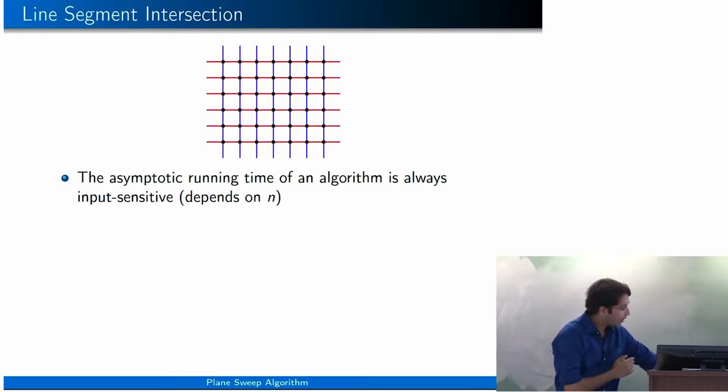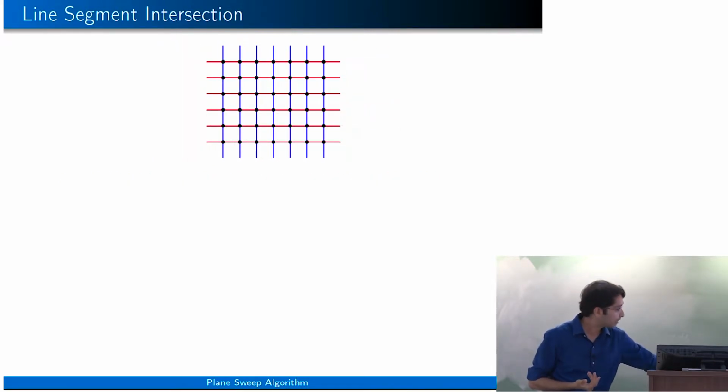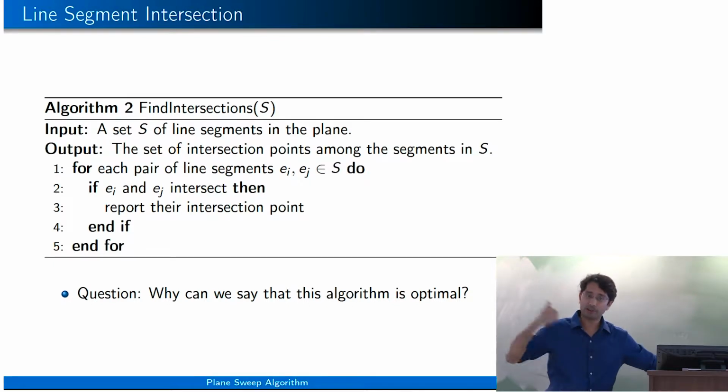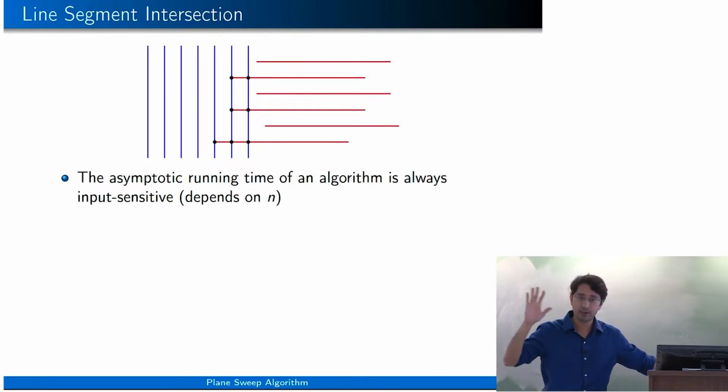My point is, in some cases the number of intersections may be much smaller than order n square, but this algorithm even for that instance will spend order n square time, because what it will do, it will take any two line segments and check whether they intersect or not. That does not make sense in some way. Do you agree with me?